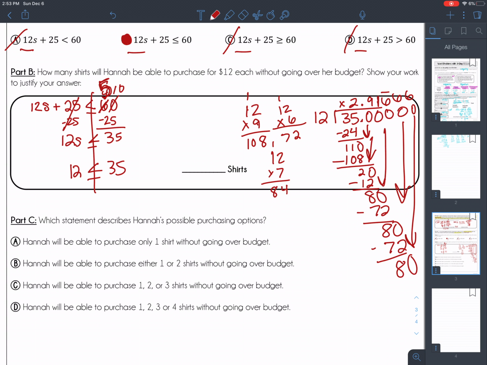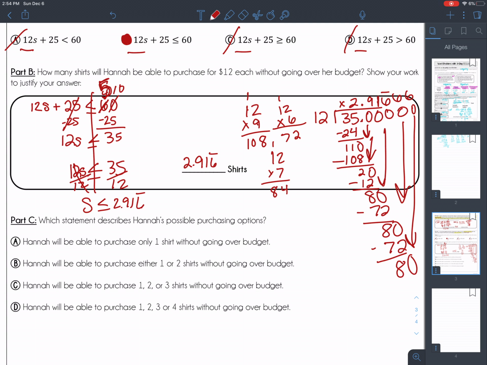So Hannah can buy, let's divide by 12. And that gets rid of that. So S has to be smaller than or equal to 2.916 repeating shirts. Now, if you go to the store, can you buy 2.916 repeating shirts? Absolutely not.